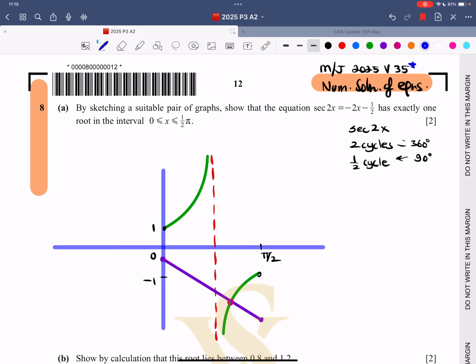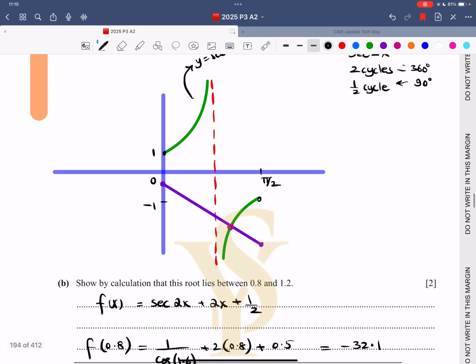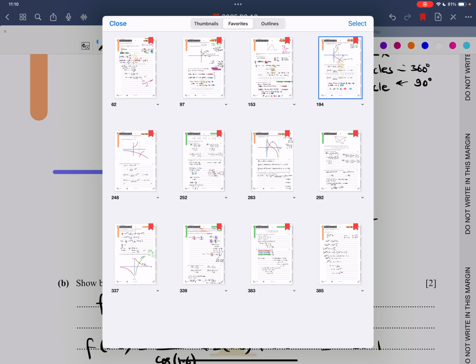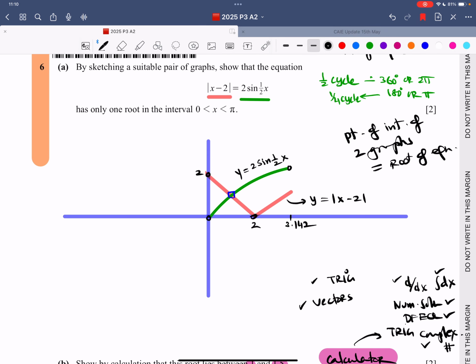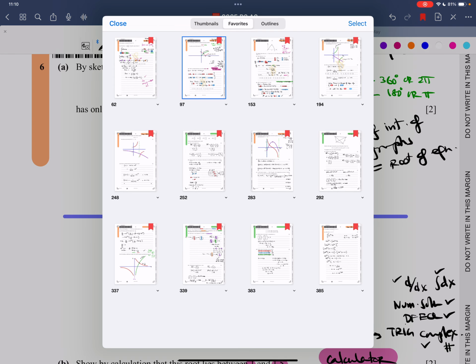And yes, it's a good idea that we should label it. So the green one is y = sec 2x. The straight line, that is y = -2x - 1/2. And let me also label the previous one, which I think I forgot. No, that is labeled. That is properly labeled. That is this one, that is that one. Okay. Coming back to this one.